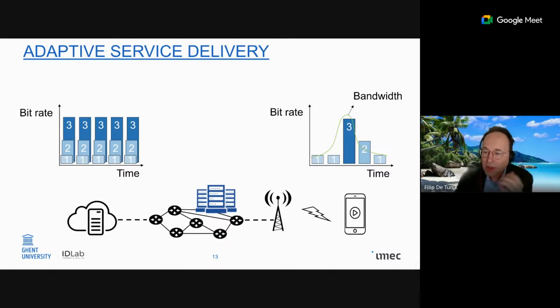And now the important element is that at the client side, so here you see the client, for instance, who watches a movie on a smartphone or a tablet. As you can see here, at the client device, we will make an estimation of the available bandwidth.